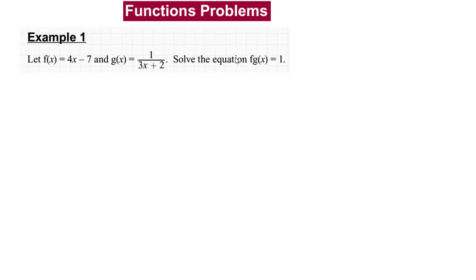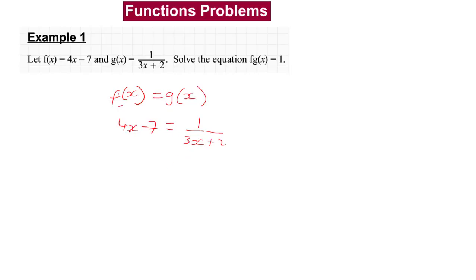But before we do that, I want us to just solve the equation. Let's pretend that f of x is equal to g of x. Just pretend we want to solve this thing. Now when f of x equals g of x, easy, you just equate them. So 4x minus 7 equals 1 over 3x plus 2. Pretend that that's what they asked you to do.